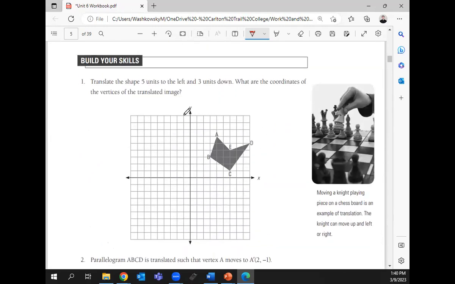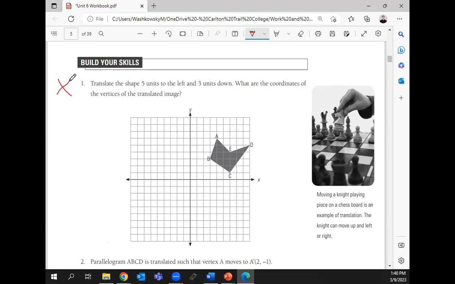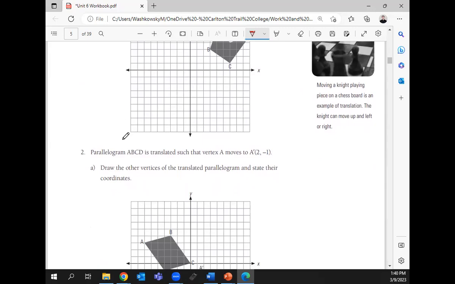We're not going to worry about this one. You can come back to this later. We've done a lot of translation practice for now. I want us to go on to our next two things, which are dilation, making stuff bigger and smaller, and rotation.